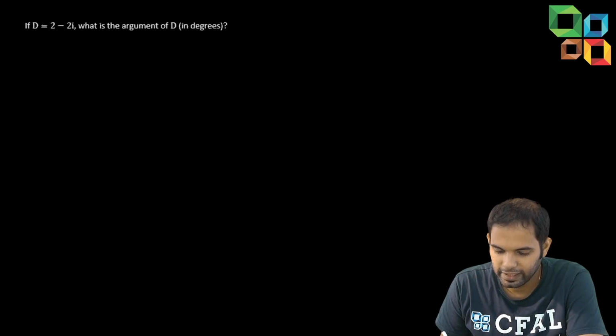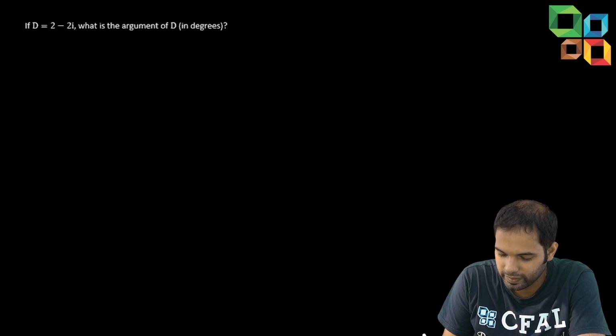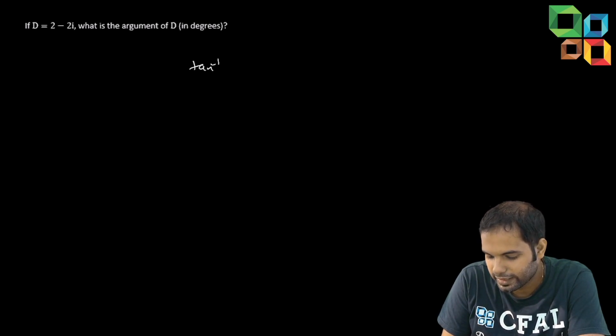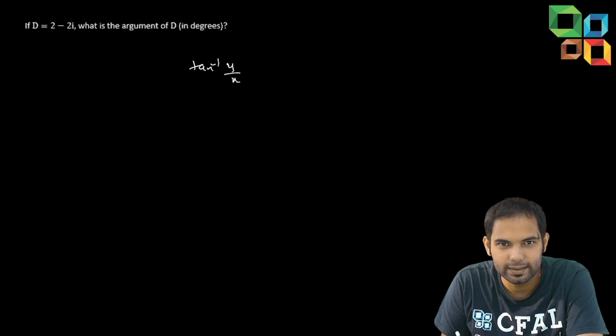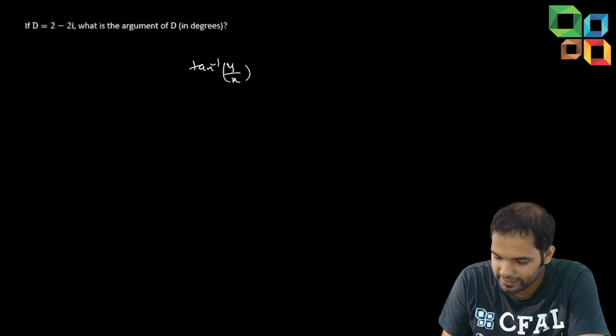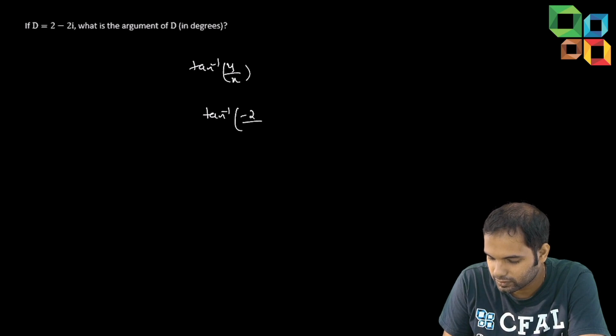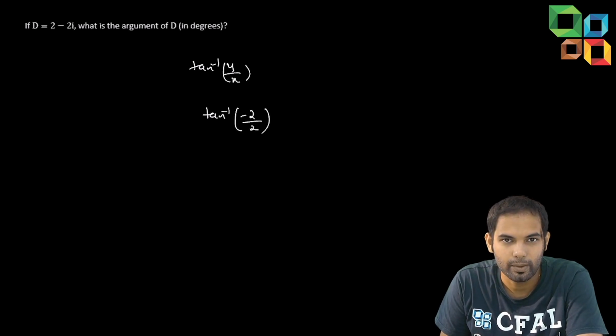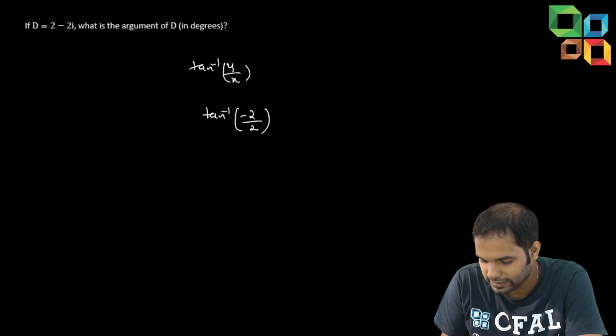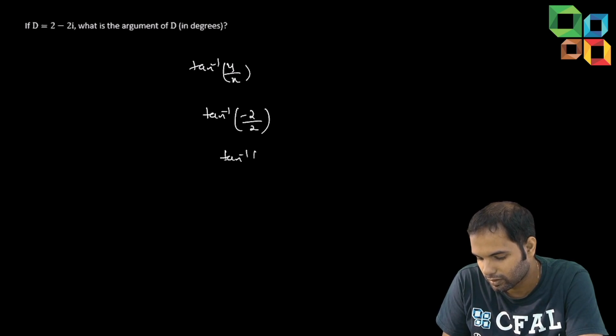Next. If D is this, what is the argument of D? Now we know that argument is nothing but tan inverse of y by x. Okay. So what is y in this case? Remember to include the sign. Minus 2, and so it's tan inverse of minus 1.